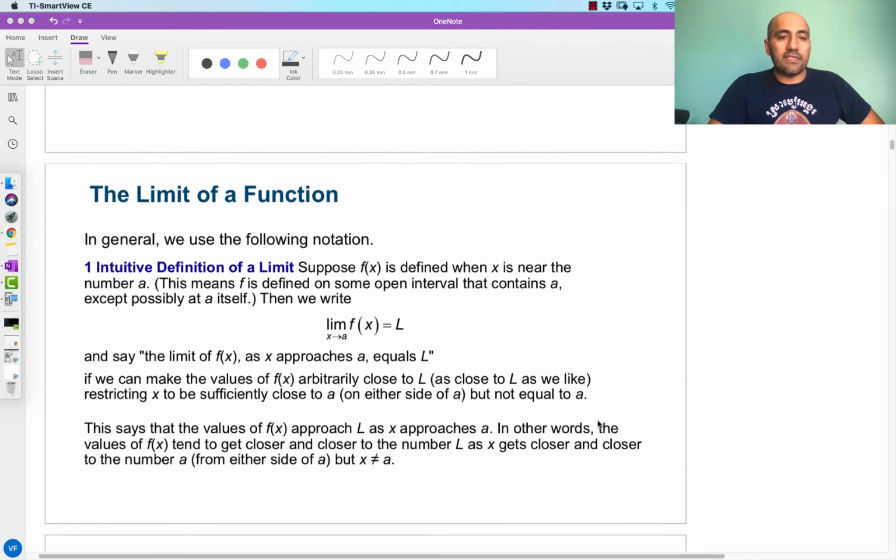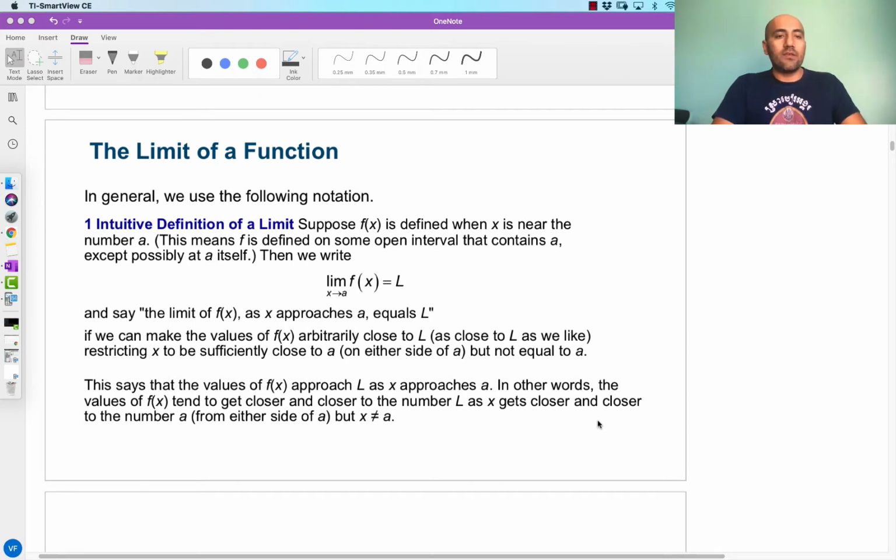Okay, so now we have a nice formal definition of limits. So the limit of a function, in general, we can use the following notation. The intuitive definition of a limit. Suppose f of x is defined when x is near a number a. This means f is defined on some open interval that contains a, except possibly at a. Right? So that's an important distinction here. The limit doesn't depend on what the actual value at x equals a is. We want to consider cases where x is getting infinitely close to a, but not necessarily at a, right?